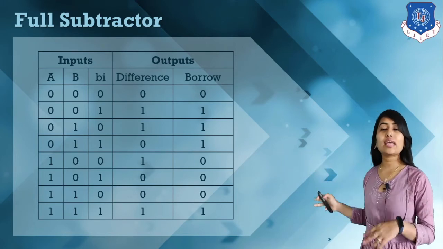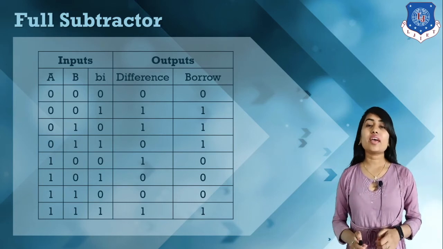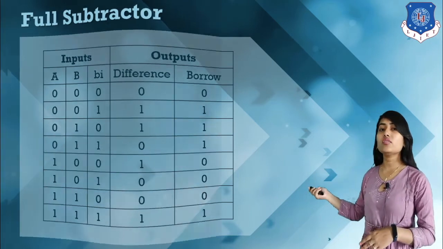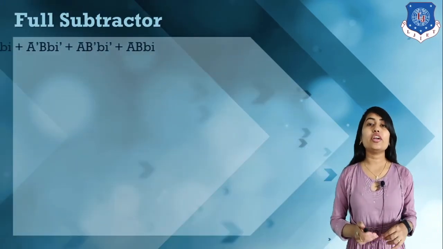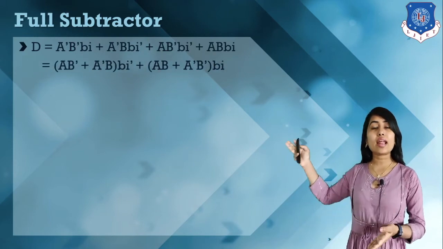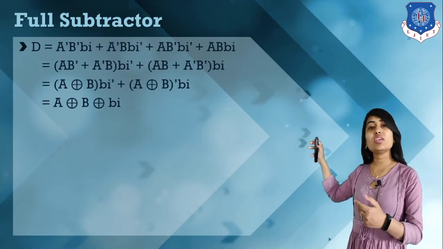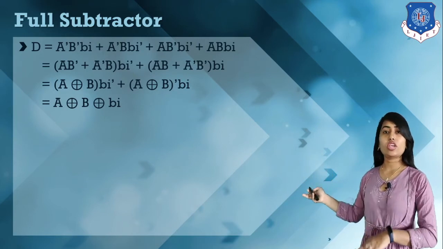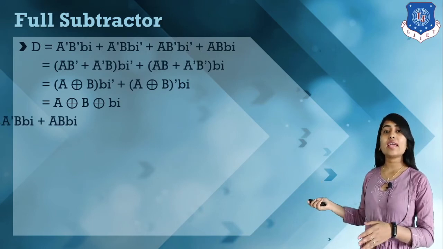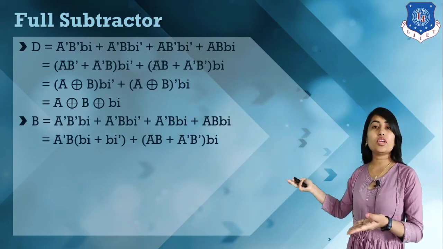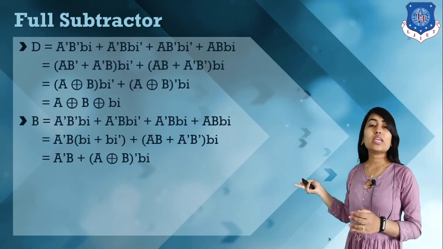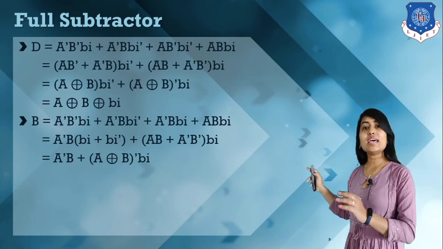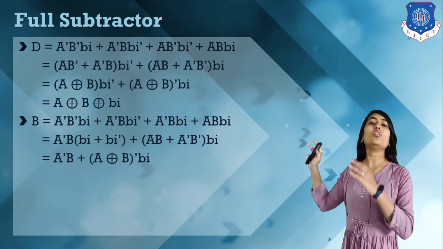This is how we can calculate all the values, and then we write logical expressions for difference and borrow. We can write our difference equation like this, and then simplify it. We get the term A XOR B XOR B in. So this is our difference equation. Next we have our borrow equation, which we can simplify to A'B plus (A XOR B)' into B in. So these are our difference and borrow equations.